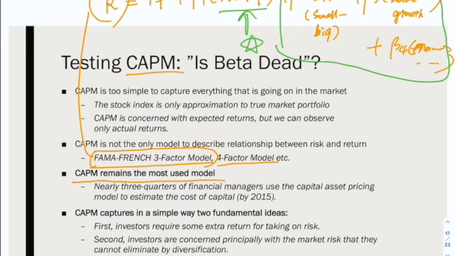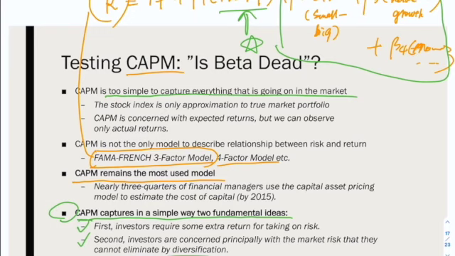Okay, and our takeaway for Finance 3000 will be that CAPM, although it's too simple to capture everything that is going on in the market, still captures two fundamental ideas in finance. First, investors require actual return for taking on risk, especially market risk. And second, investors are concerned principally with the market risk that cannot be eliminated by diversification.